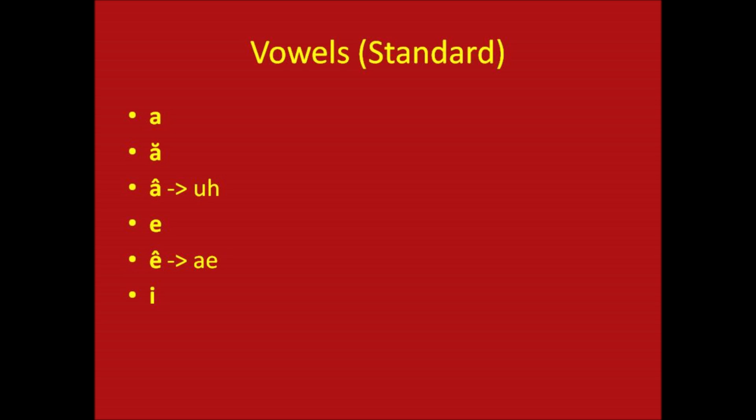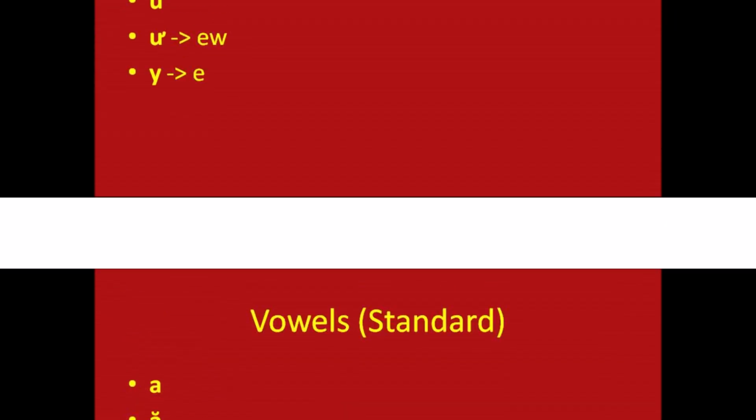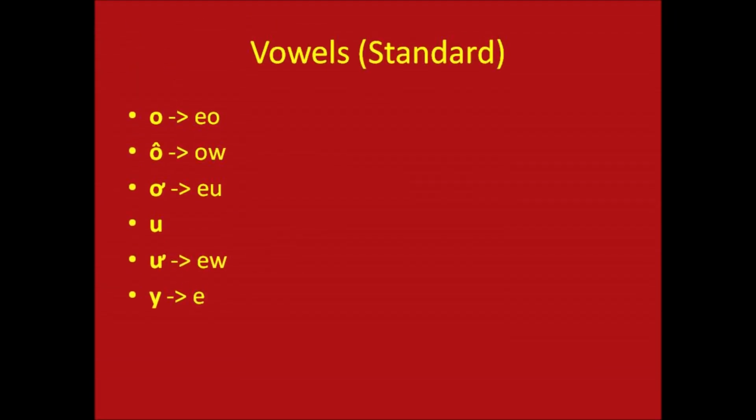Let's review the vowels again. a, ớ, e, I, o, ô, ơ, u, I.